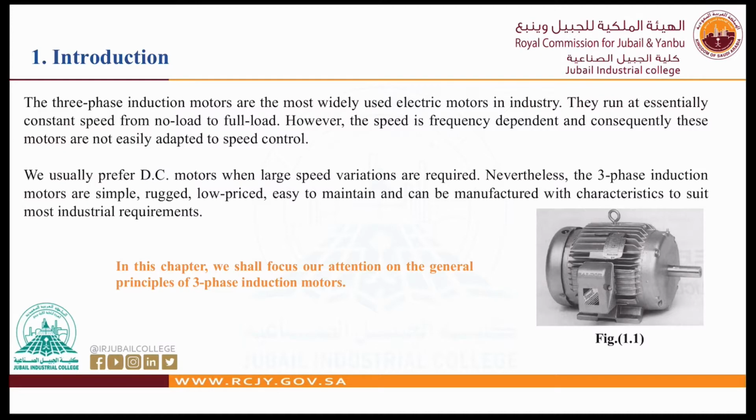We usually prefer DC motors when large speed variations are required. The problem for induction motors is that you will have a speed variation, but the range is very low. But when you use DC machines, you will have a wider range of speed control. Inshallah, maybe in week 14 we will address DC motors.